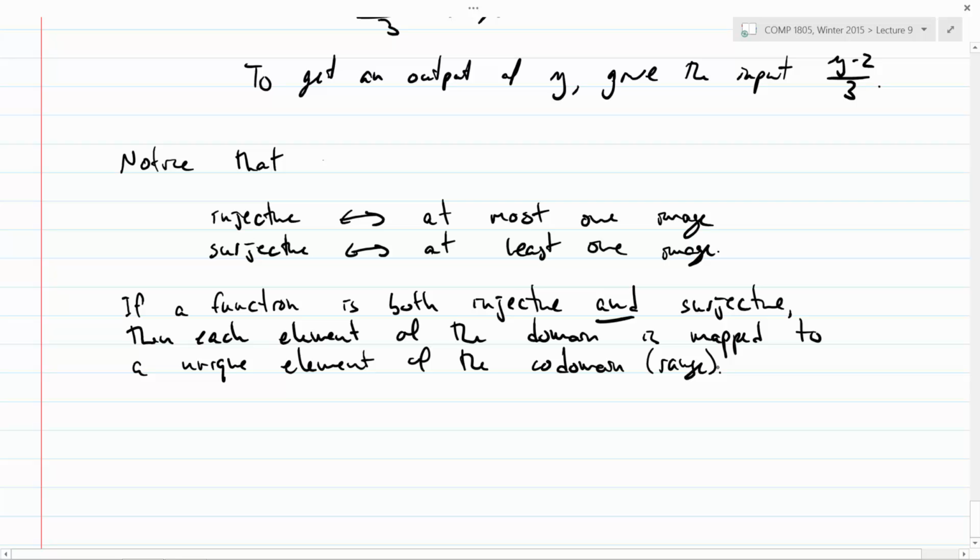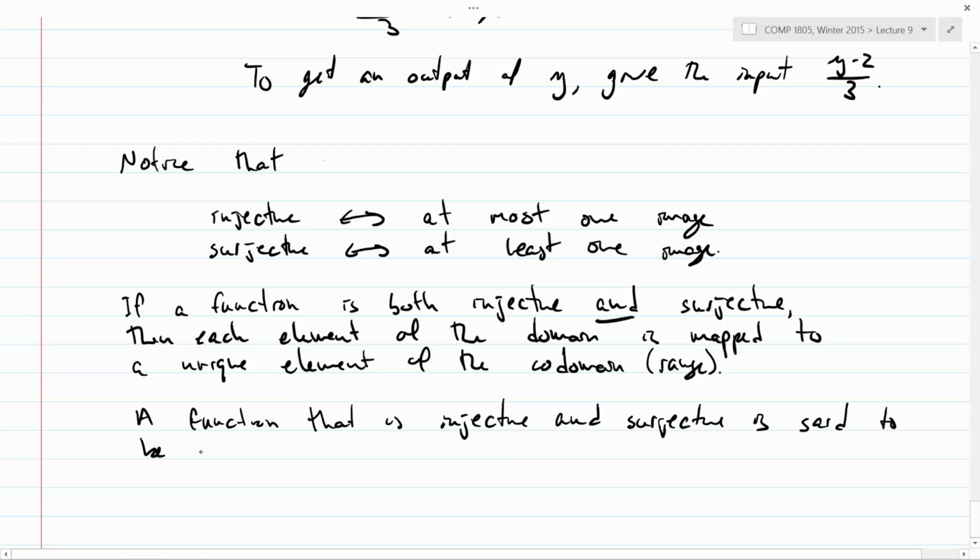And we call such functions bijective. Bi meaning two. They're both injective and surjective. They're both of those things. Okay, so a function that is injective and surjective is said to be bijective. And we call it a bijection.